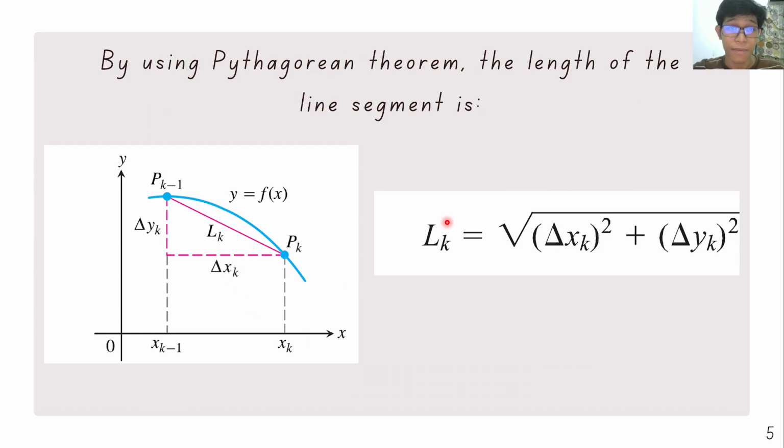By using the Pythagorean theorem, the length of the line segment is Lk equal to the square root of delta xk squared plus delta yk squared. How do we get this? This is the line segment of the curve, so delta yk is the change in the y-axis and delta xk is the change in the x-axis. As we draw these changes, we create a triangle, so we can compute the formula by using the Pythagorean theorem.